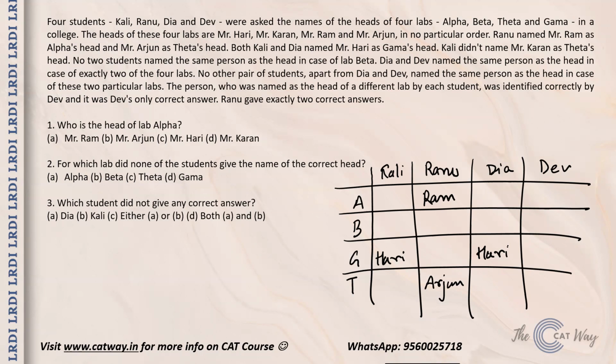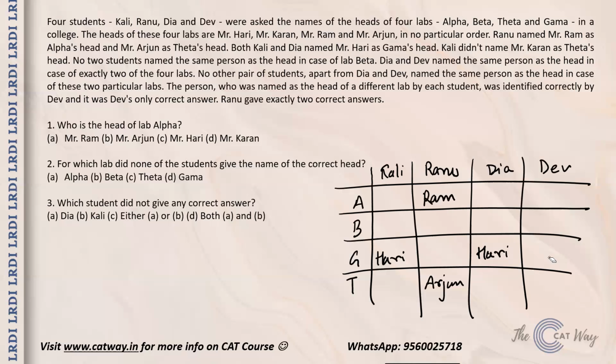Now this is the point on which you have to work upon. You see in Beta, Diya and Dev will be giving different answers because for Beta everyone gave a different answer. And for Gamma, Diya has given Hari. So if Dev also gives Hari, there are three people who have given Hari, whereas whenever Diya and Dev give the same answer, no other person is going to give that answer. So it cannot be Gamma. So the two places where Diya and Dev are giving the same answers are Alpha and Theta, right?